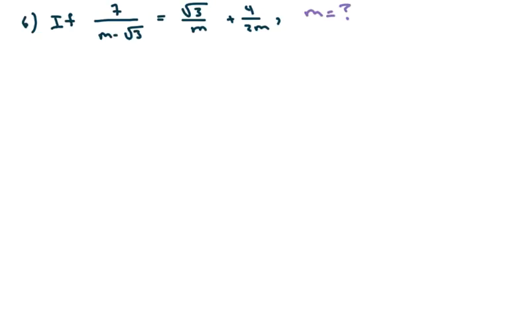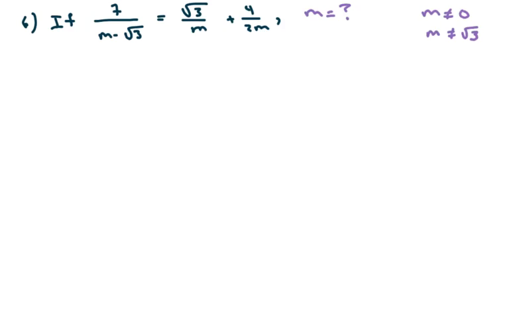Okay, the next one, we're going to find what M is. And real quick, we want to know what M cannot be. M can't be 0. I'm just checking my domain. And also M cannot be square root of 3, because that would leave the denominator 0.